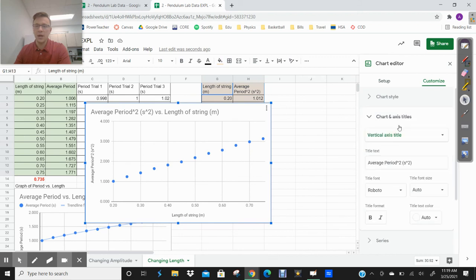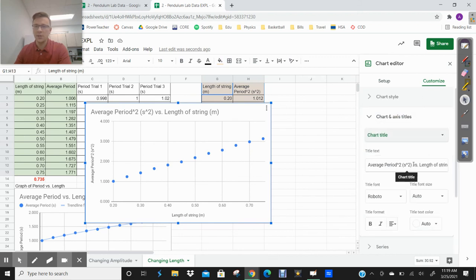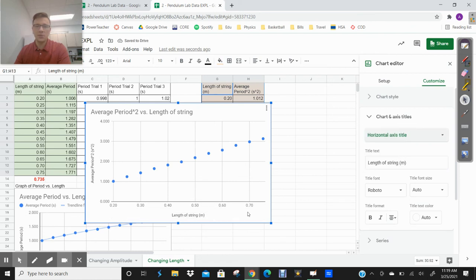I'm going to go to my chart and axis titles. And I am actually going to change my title because I don't want the units in it. I just want it to say average period squared versus length of string. So I'll do that. And then my horizontal axis should be length of string in meters. My vertical axis should be average period squared in seconds squared for the units.